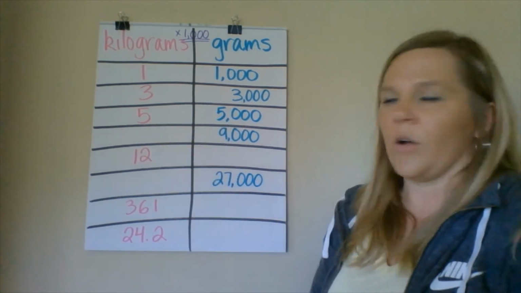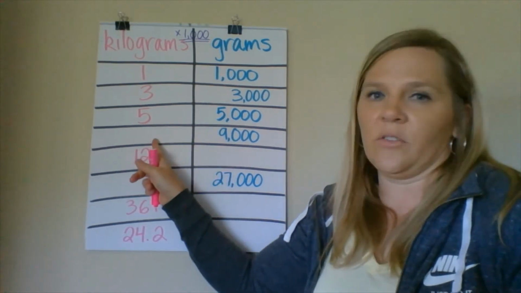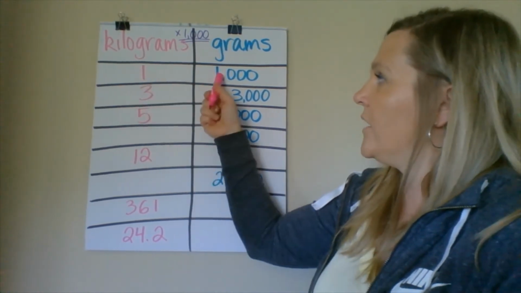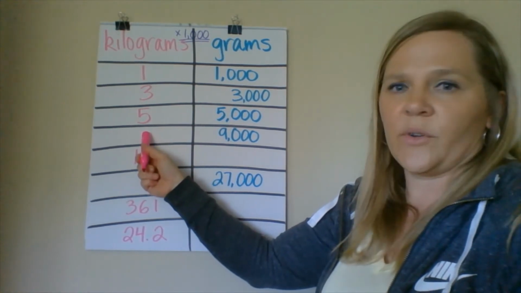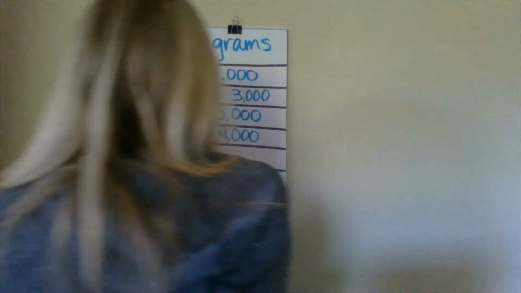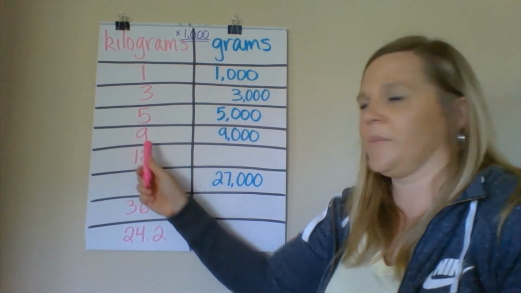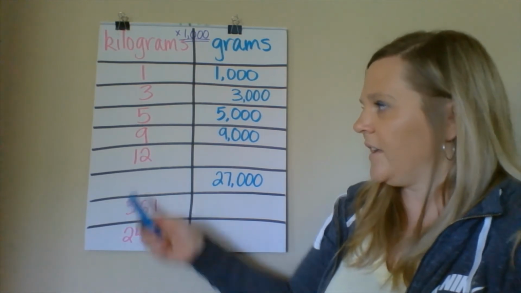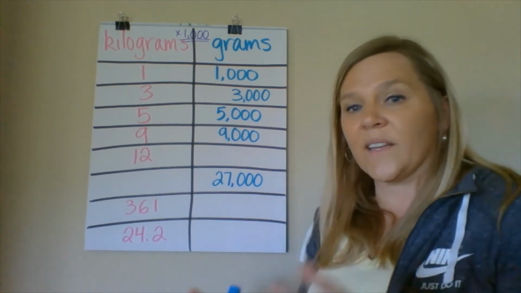All right, working one backwards. If I have 9,000 grams, how many kilograms would that be? Again, looking at my pattern, I have a 1 here, a 1 here, a 3 here, a 3 here, a 5 here, a 5 here. So what do you suppose is going to go here? Looking at that pattern, it should be a 9. So we have 9 kilograms is 9,000 grams. Okay, we're getting to be into some bigger numbers, but the pattern doesn't change. We continue no matter what size the number.